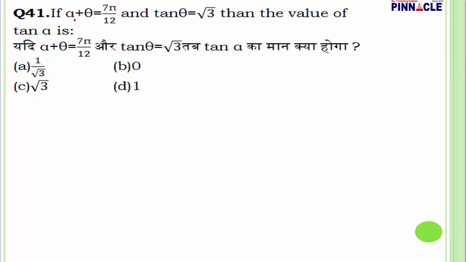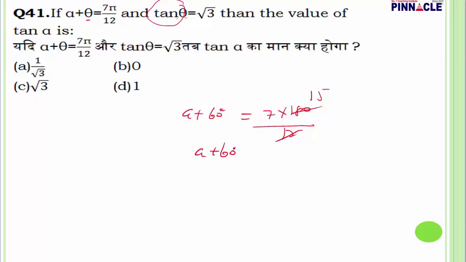If A plus theta is equal to 7 pi by 12, and tangent theta is equal to root 3, then the value of tangent A? Now tangent theta is equal to root 3, so here you can write theta is equal to 60 degrees. So A plus 60 is equal to 7 into 180 divided by 12, because pi is equal to 180. That should be equal to 105. A plus 60 degrees is equal to 105. A is equal to 105 minus 60, that is 45, and tangent 45 is equal to 1. Answer is D.